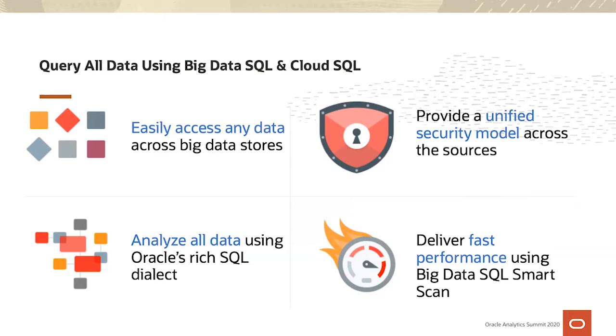You also have the ability to provide a unified security model across these sources, right? Because it's very uneven. If you're looking at Cloudera, you may not have access to redaction at the column level. But using Big Data SQL, you can, right? You can apply Oracle security fine-grained access controls to data regardless of where it lives, whether it's coming from Kafka or coming from whatever the source is.